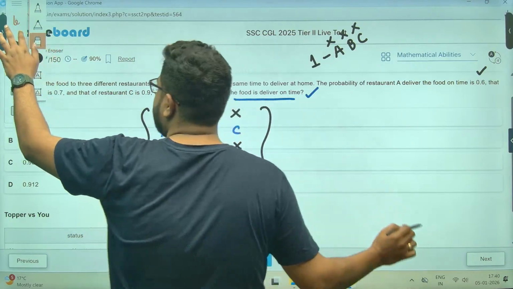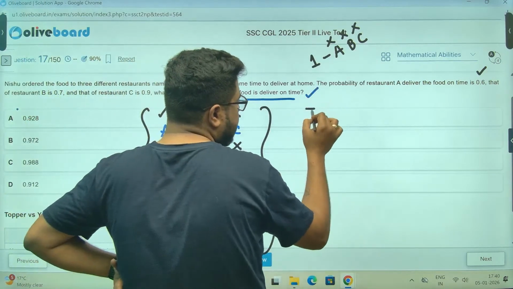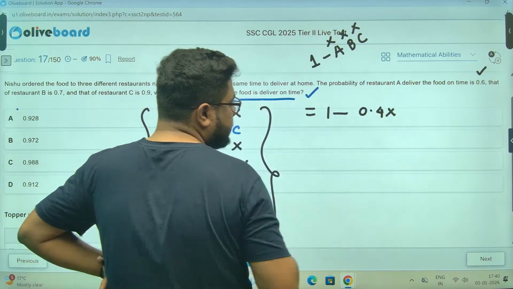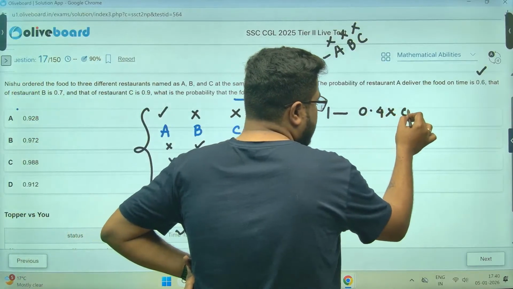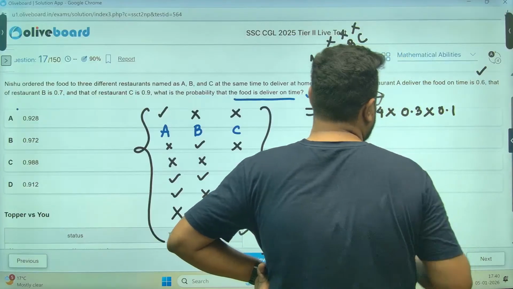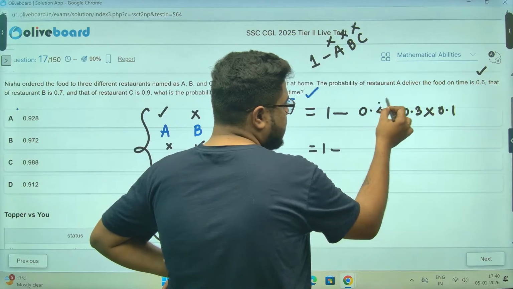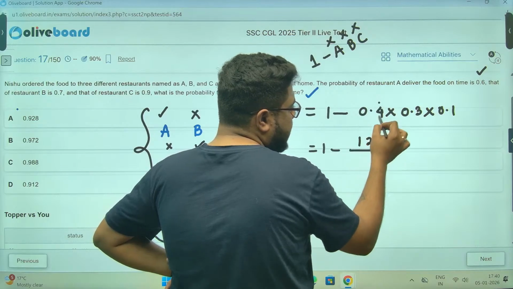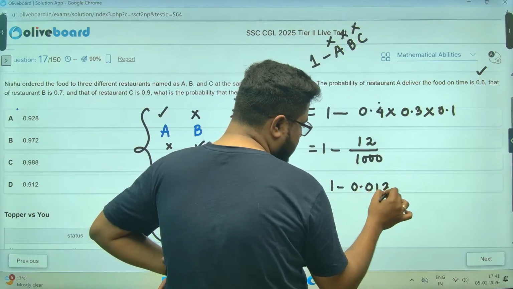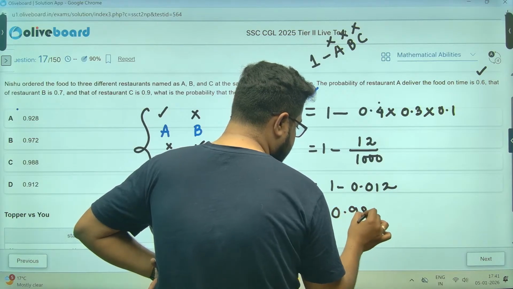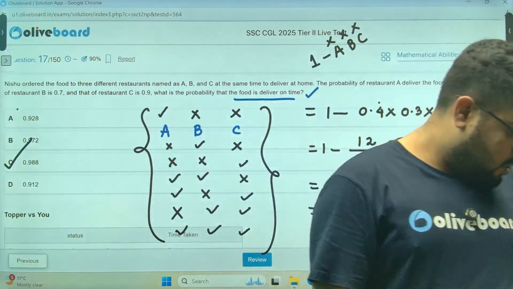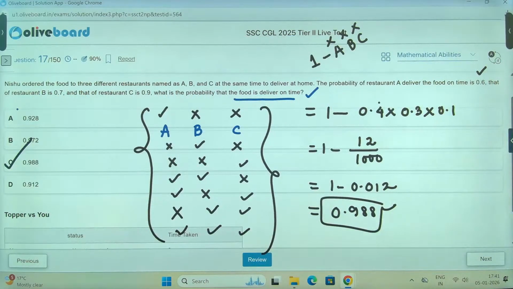If I say their probability is 0.6 on time, so not on time is 0.4, into, for B, 0.7, so not on time is 0.3, for C, this is 0.9, so not on time is 0.1. 1 minus 4 threes are 12, 12 divided by 3 tens, meaning 3 zeros. 1 minus 0.012 is 0.988. Is 0.988 there in the options? Option number C is your correct answer. Option number C is your correct answer.